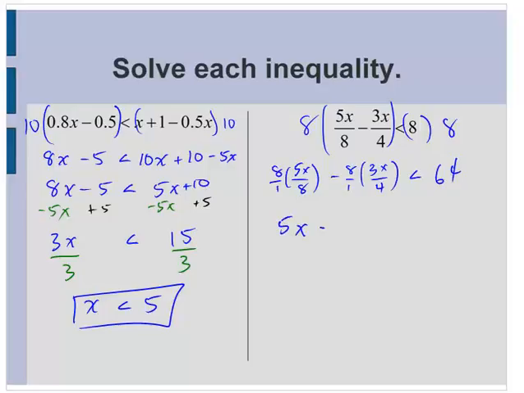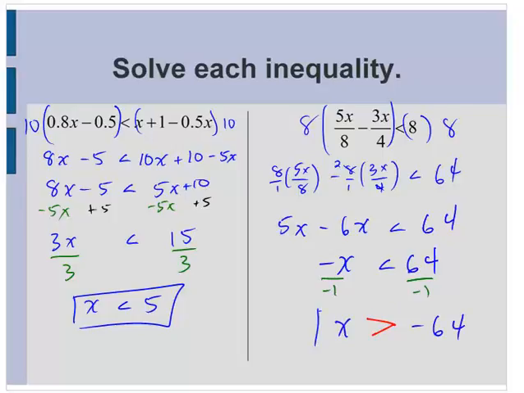So for the first term, I have a 5x. The 8 over 4 would reduce the 4 out, leaving a factor of 2. 2 times 3x is 6x. It's still less than 64. 5x minus 6x is negative x, is less than 64. All right, so now to isolate the variable, I would divide by negative 1. Since I'm dividing by a negative number, I must flip the symbol of inequality, and x is greater than negative 64.